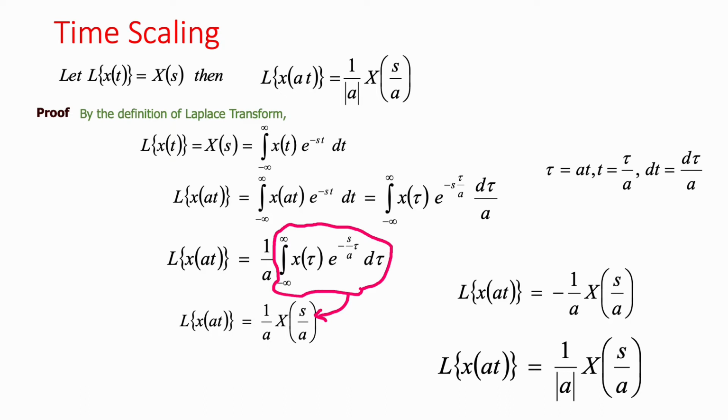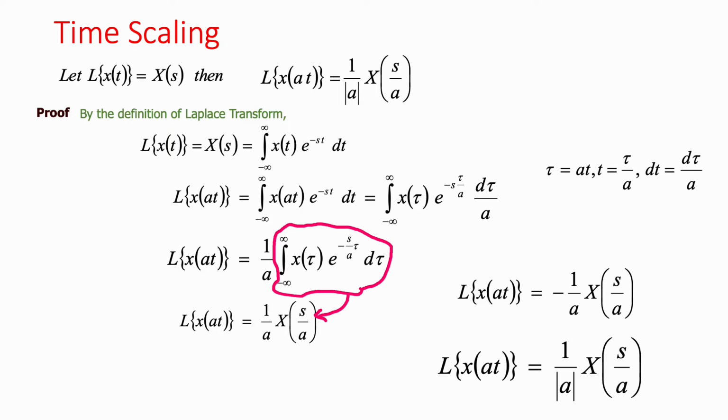Integral from minus infinity to plus infinity, x of at can be written as x of tau, e to the power minus s, and instead of t we have tau by a, d tau by a. The dt is replaced by d tau by a. Now, here 1 by a is a constant, so you bring it out. The remaining term is the integral from minus infinity to plus infinity of x of tau e to the power minus s by a tau d tau.